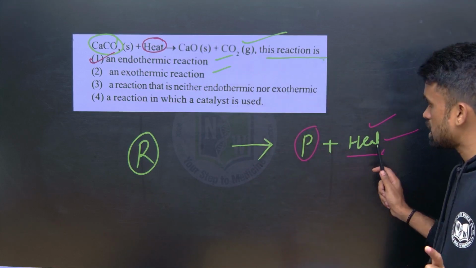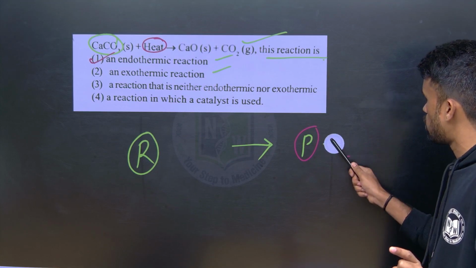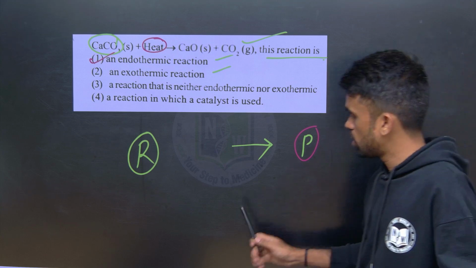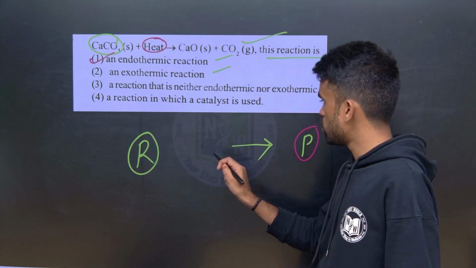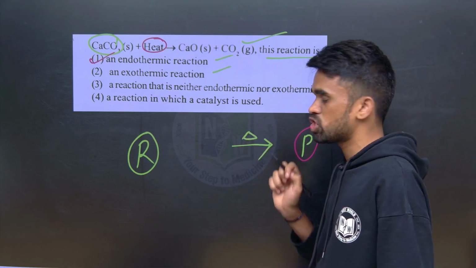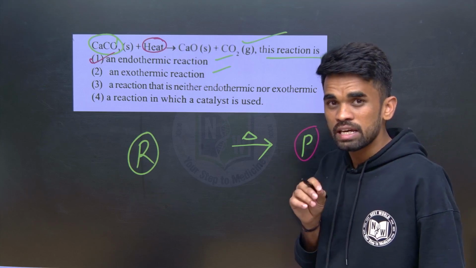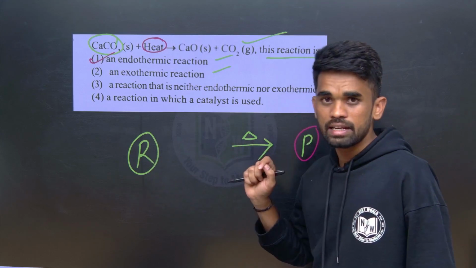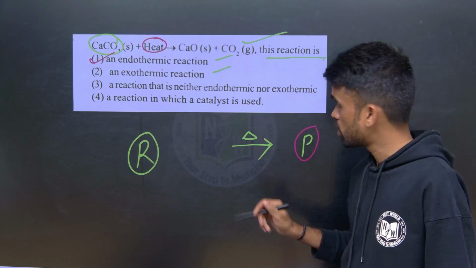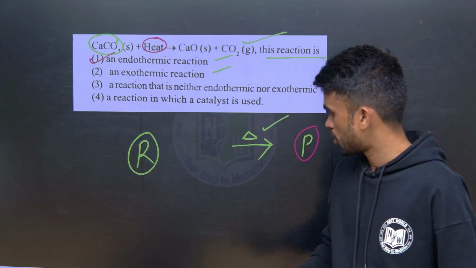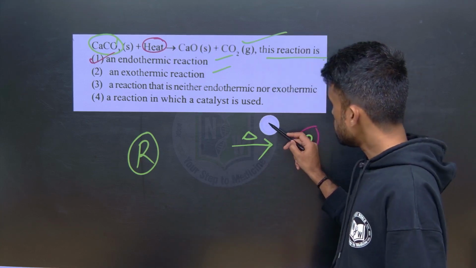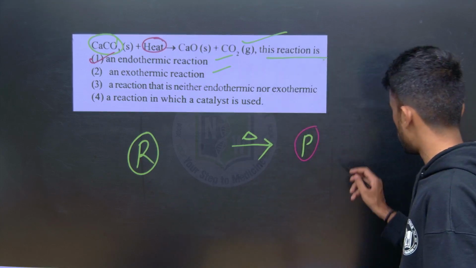Now these notations you should be clear about. I will mention a few notations, you need to understand them. During the reaction, if a delta symbol is mentioned, that also indicates that heat is supplied to the reactant so that product is formed. Okay, this is also considered to be an endothermic reaction. Now a few more things you need to remember.